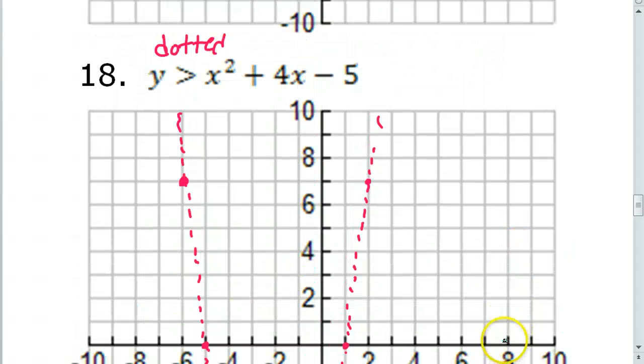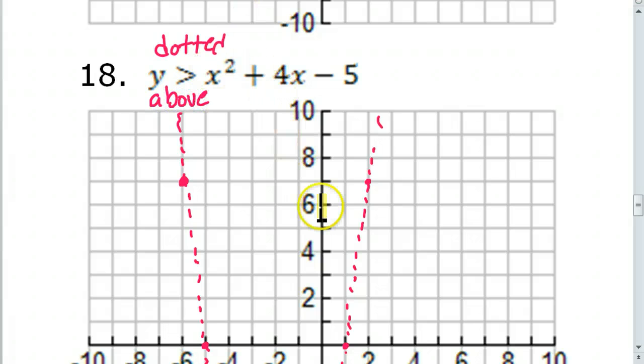Okay, now it's time for all that coloring we do. It's all about this symbol, you guys. Read me what this symbol says. It says greater than. Does that suggest to you above or below? Above. Of course, greater is above.